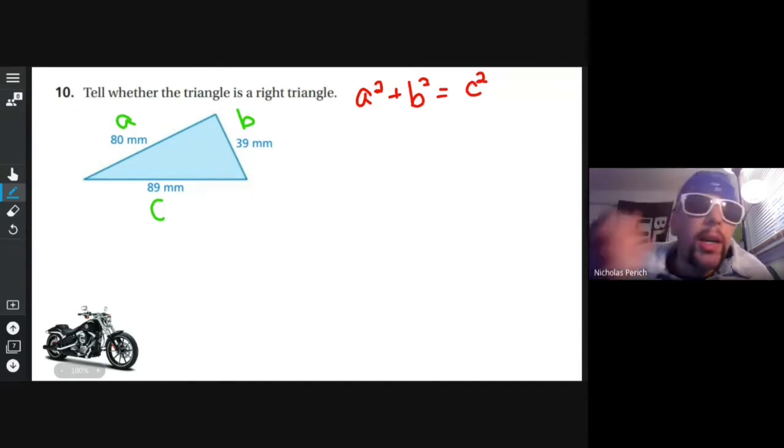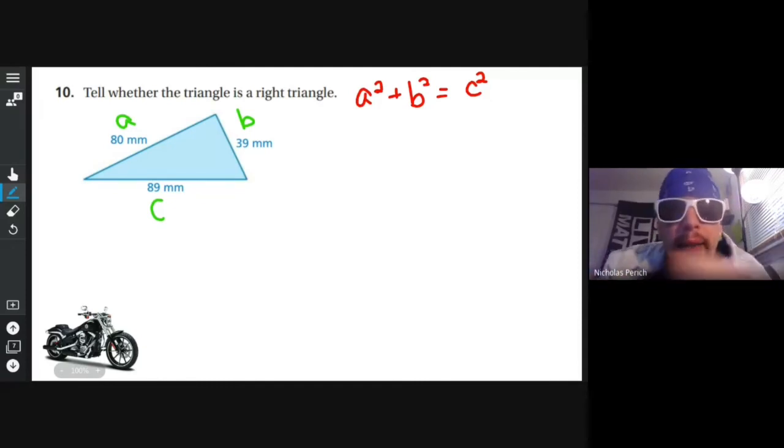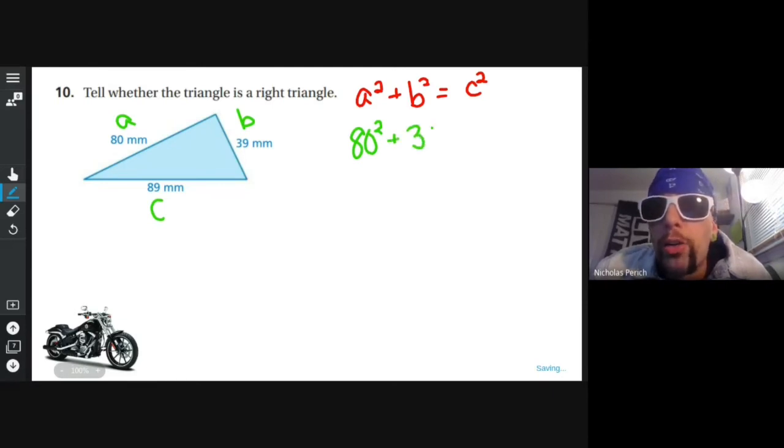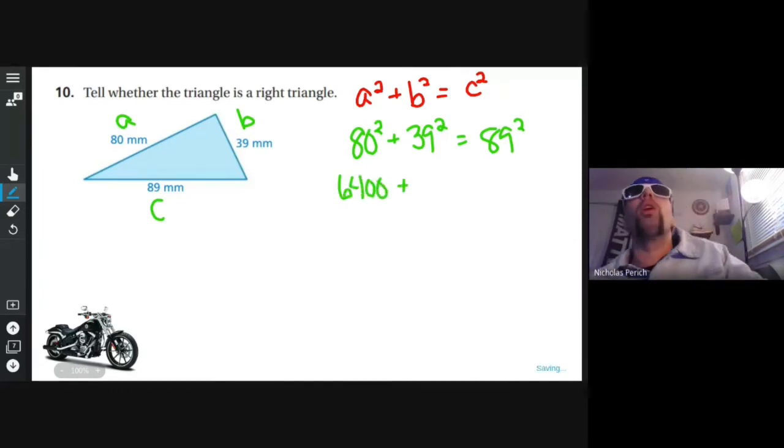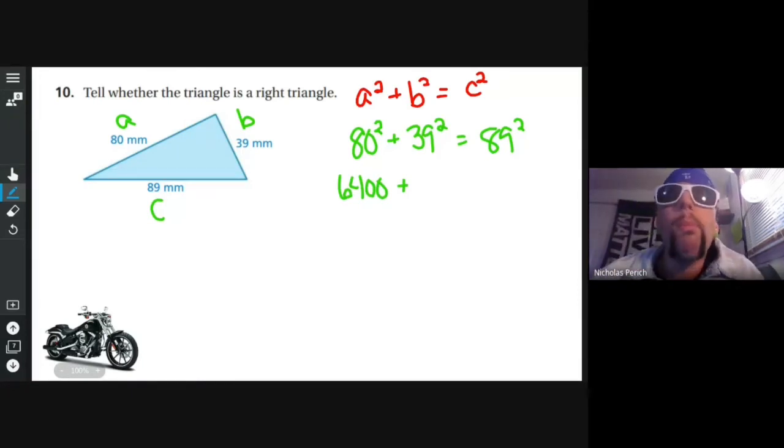And I just plug it in. A is 80, so 80 squared, plus B, as I called it, 39 squared, equals C, which is 89 squared. I know what 80 squared is because it's like 8 with 2 zeros attached. I don't know what 39 squared is. Let's ask my phone. 39 squared. 39 raised to the second power is 1,521.